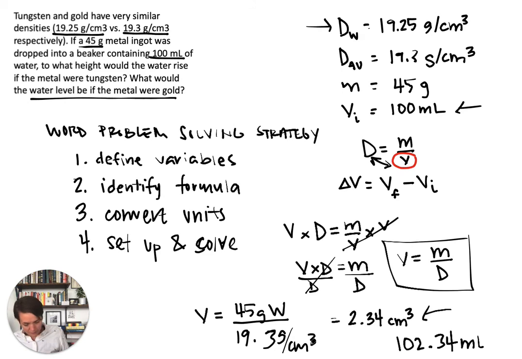You get 12.33, right? So this would be if it's tungsten. If it's gold, it's going to have a slightly lower volume because it's more dense. And you would get 2.33, so there would be very little difference if it was tungsten or gold. Okay, so again, you're going to have a lot of examples of problems like this in your lab.